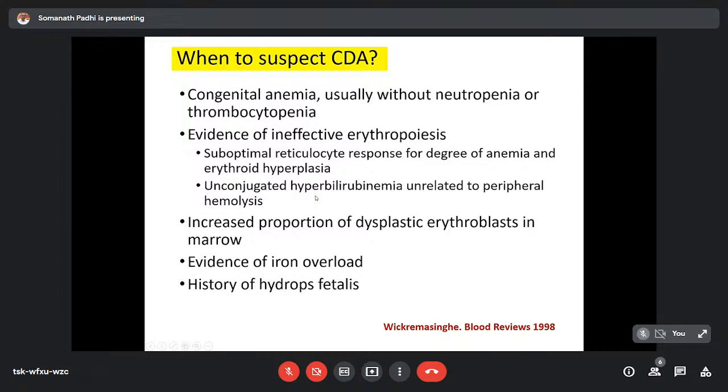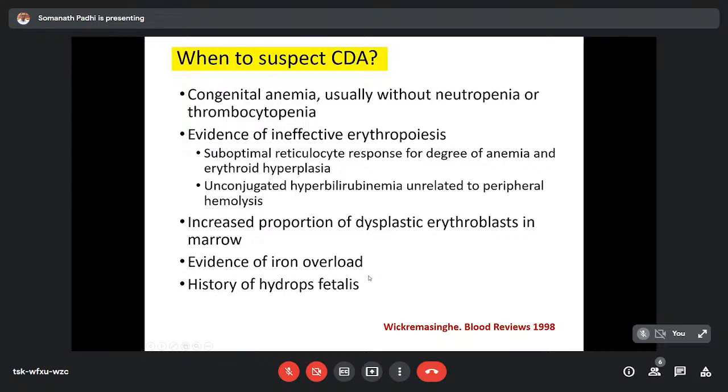Because of the intramedullary destruction of the erythroid precursors in the bone marrow, there is also release of bilirubin into the plasma, and that produces unconjugated hyperbilirubinemia unrelated to peripheral hemolysis, just to differentiate this condition from peripheral causes of hemolytic anemias. There is an increased proportion of dysplastic erythroblasts in the bone marrow, morphology wise if you see this, and there should be evidence of iron overload.